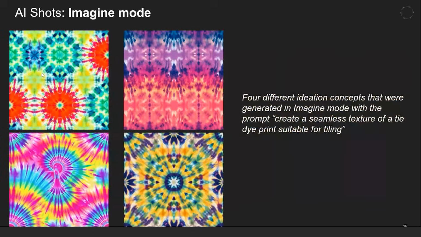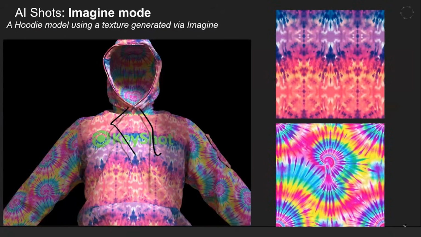Another example, "create a seamless texture of a tie-dye print suitable for tiling." So let's say I like two of these and I want to put them on softgoods. It's a very flexible way to create very usable textures.